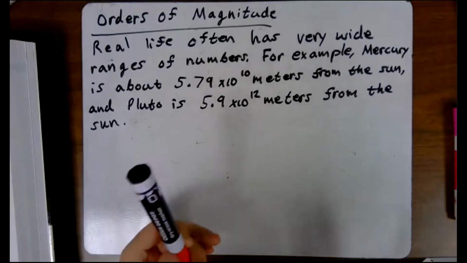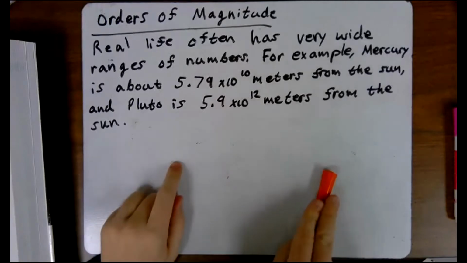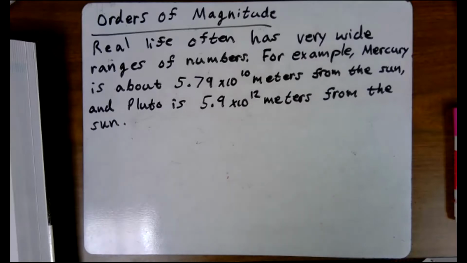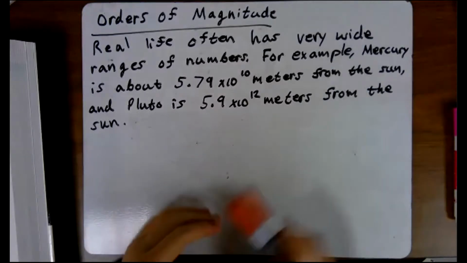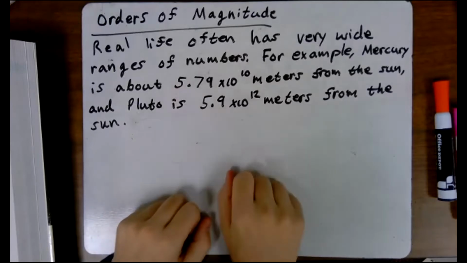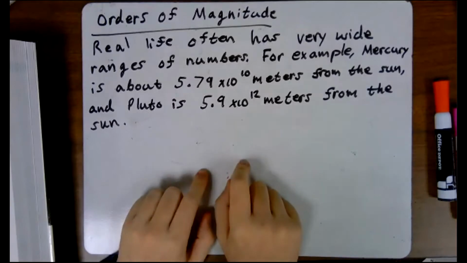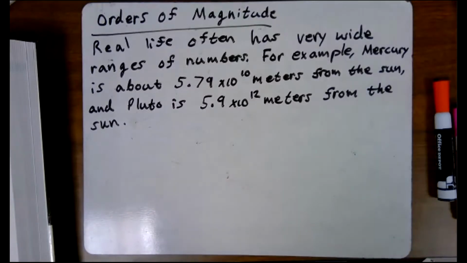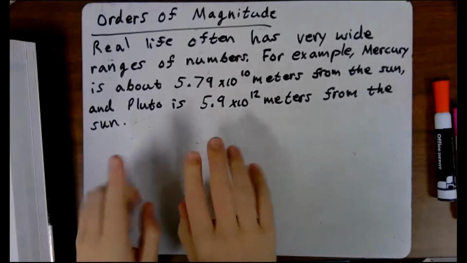So, now these numbers are very far apart. The difference between 5.9 trillion and 57 billion is about 5.9 trillion. So talking about them in terms of the difference between them, like this minus that, is not really very useful. But it can be useful to talk about the difference between their logs. Okay.